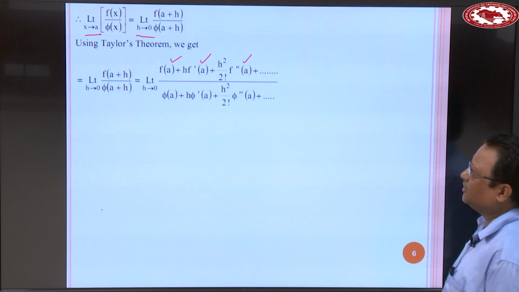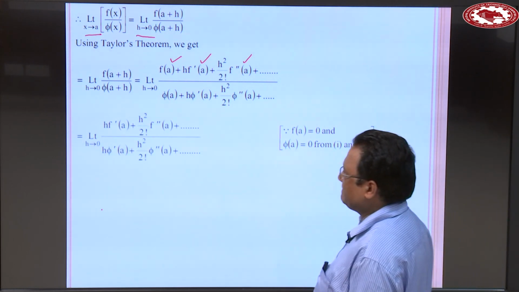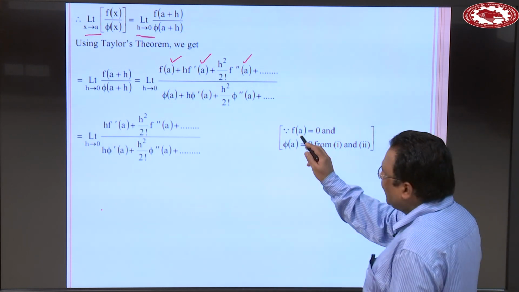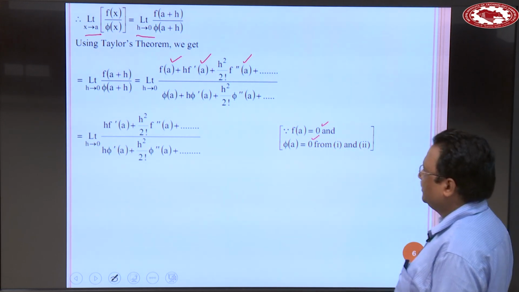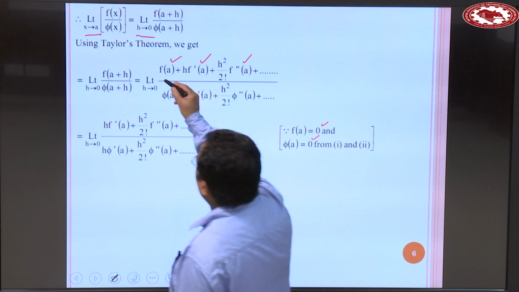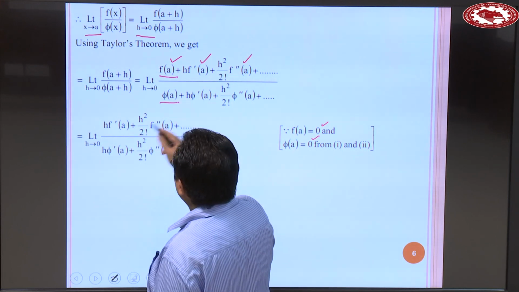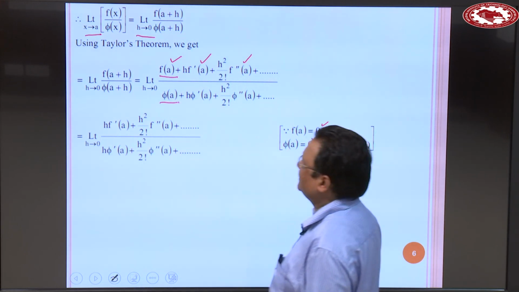So, using Taylor's theorem, we obtain this result. But we know f(a) is equal to 0 and phi(a) is equal to 0. So, substitute these two values. This term is 0, this term is 0, and we obtain the remaining terms as they are.